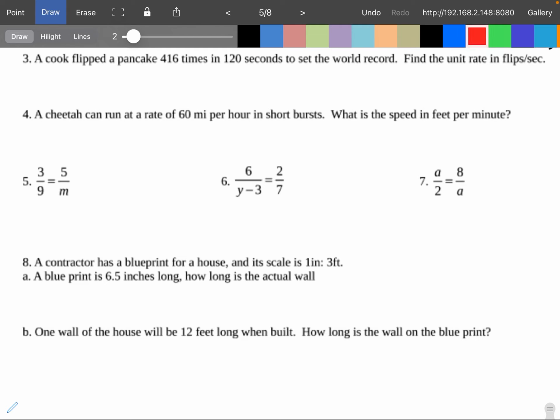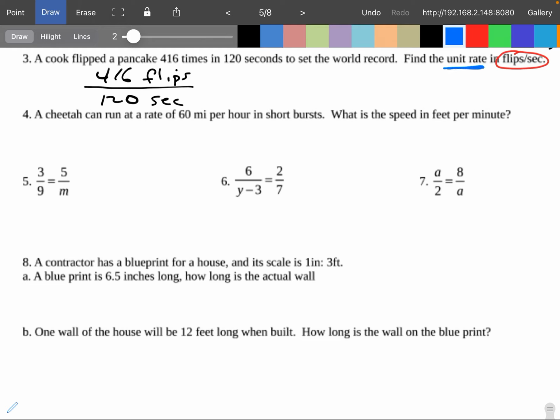So this one, we're just looking for a unit rate. Okay? And it tells you that they want the unit rate right here. It says flips per second. So we're going to want this thing to look like flips per second. Well, how many flips was there? 416 flips. And that was over how many seconds? 120. Now that right there, that's a rate, okay?